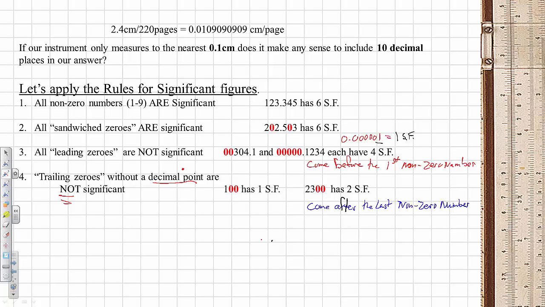Right, so I'm going to just draw a little arrow. No decimal point. So those trailing zeros are not significant. So this has just one sig fig. Similarly here, no decimal point. So those trailing zeros are not significant, so then we have just two sig figs.